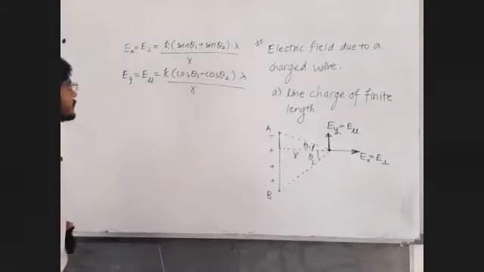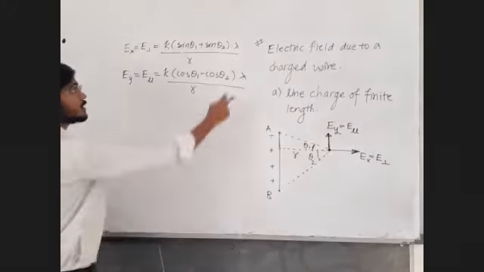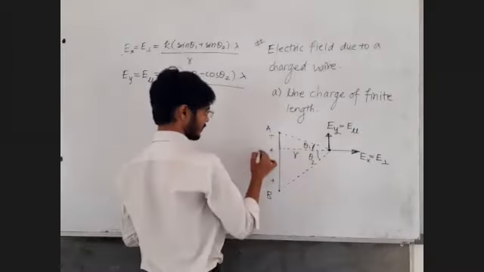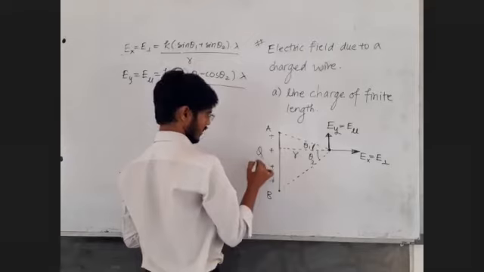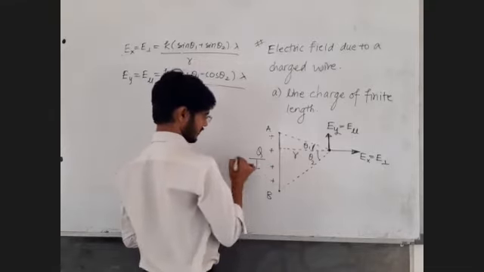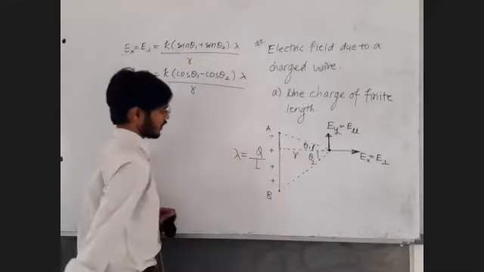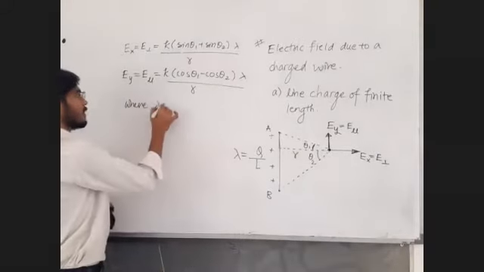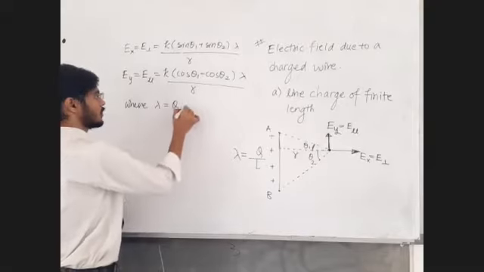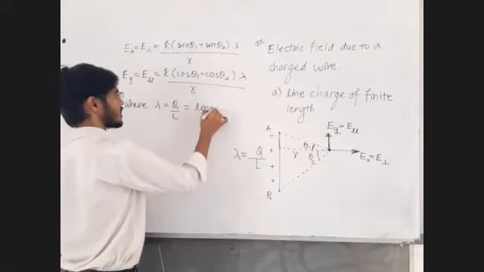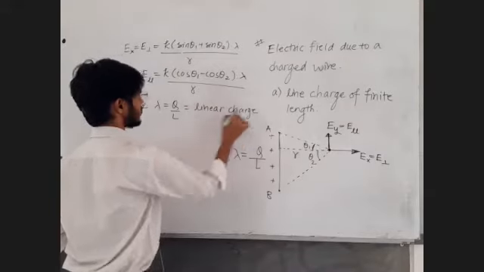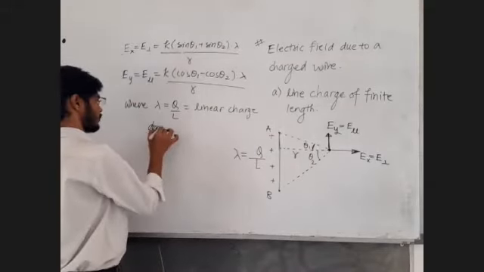Okay, sir. Fine. Now what is lambda? We know, for a line charge, what is the meaning of lambda? Let's say the charge is Q and the length is L. Then charge per unit length is called lambda. Write down: lambda is equal to charge per unit length, or simply linear charge density. Just note down these formulae.